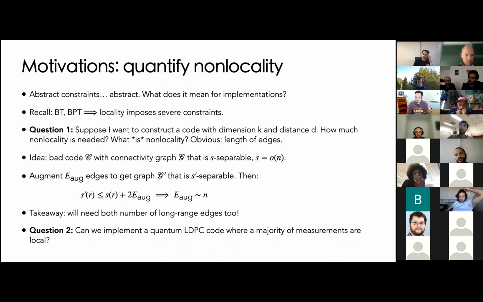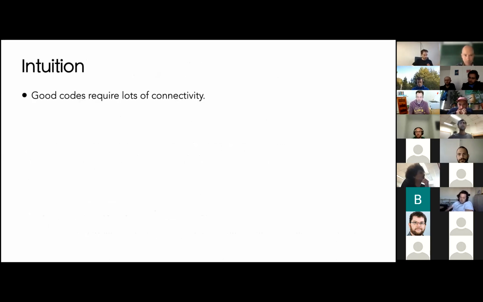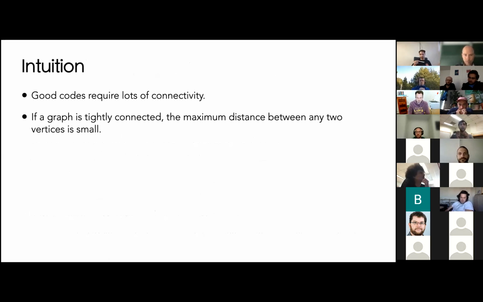What we're going to find is that there exist some bounds that say that some classes of codes are not going to be possible. I'll get to that shortly. So what is the intuition behind this second half? It's that a good quantum LDPC code, as we just discussed, requires a lot of connectivity. In turn, this means that if a graph is tightly connected, the maximum distance between any 2 vertices is small.